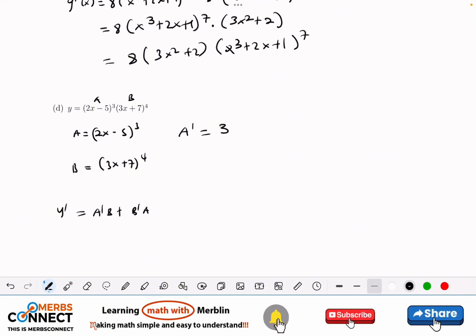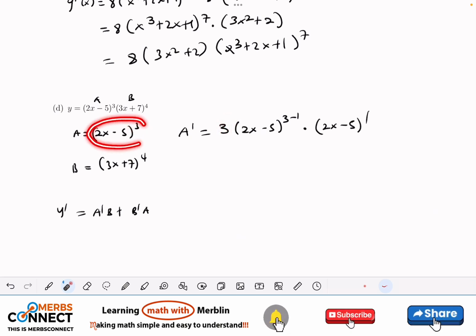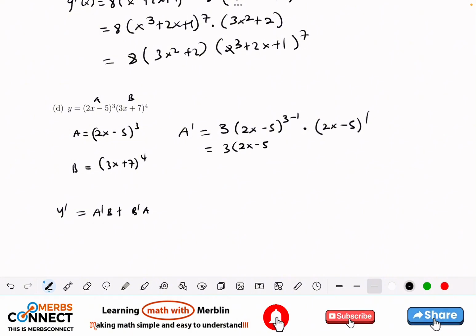3 drops down. I maintain the whole function to the power 3 minus 1, times I differentiate what is inside the parentheses, prime. I put it there so that you know how I did it. So 3 drops down, I maintain the whole function, subtract 1 from the power, times I pick what is inside the parentheses and differentiate. When I simplify this, I'm going to have 3 (2x minus 5) squared, times 2, since the derivative of the inside is 2. 2 times 3 is 6. So 6 (2x minus 5) to the power 2. So this is what I'm going to get.